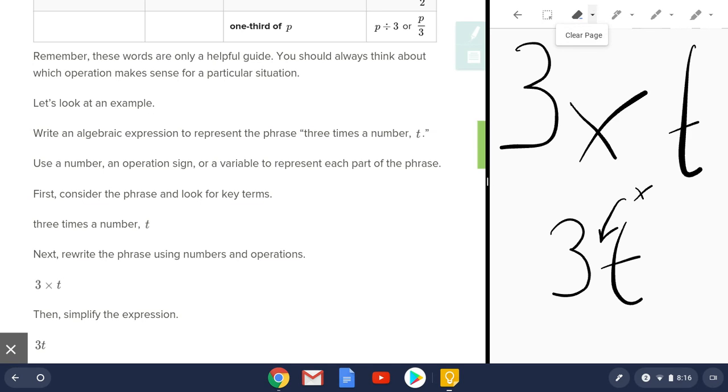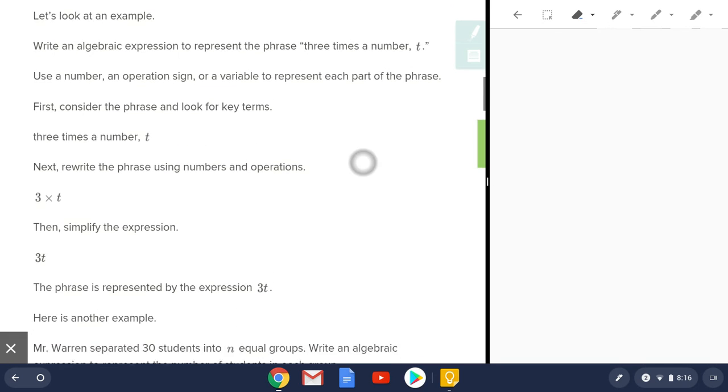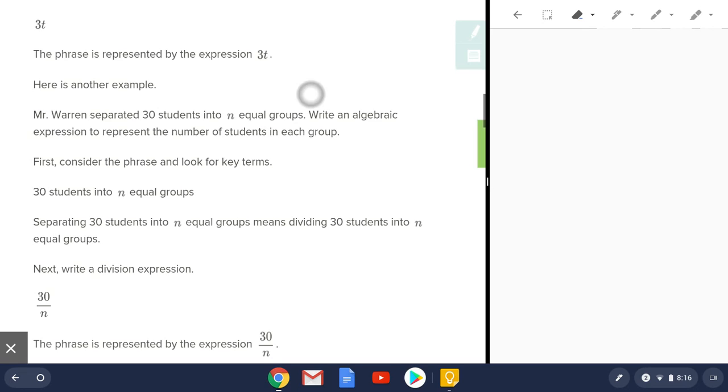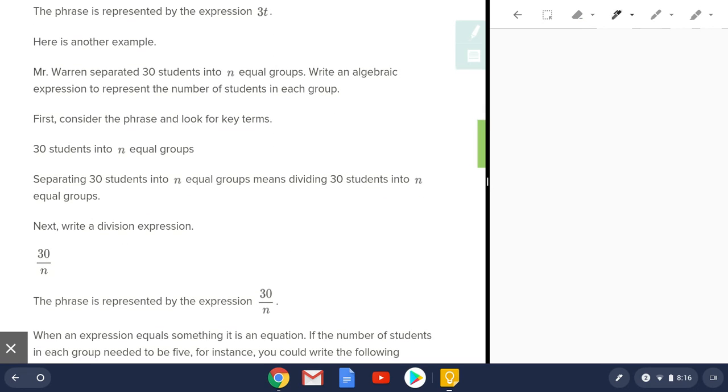Okay? And remember, t is our variable. That can represent anything. So here's another example. Mr. Warren separated 30 students into n equal groups. Write an algebraic expression to represent the number of students in each group.